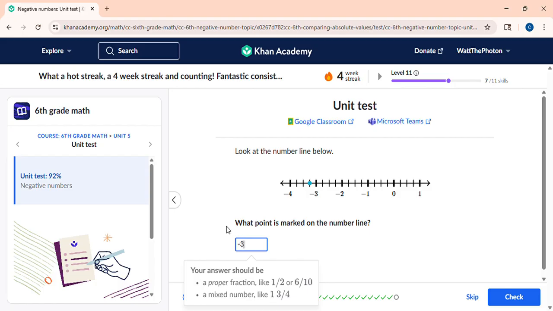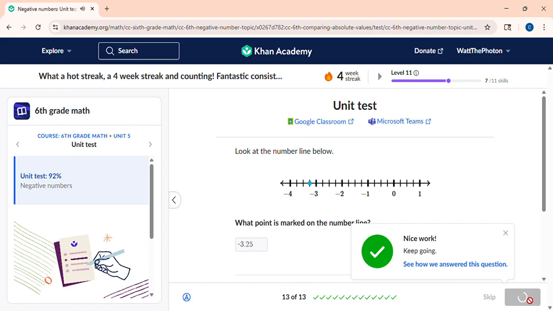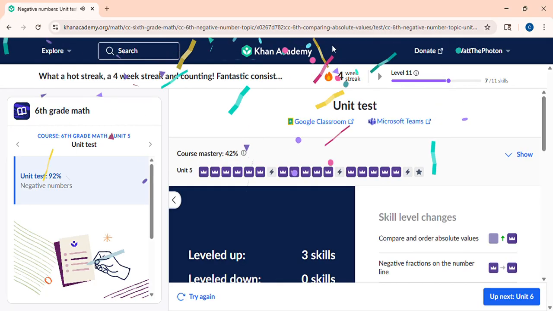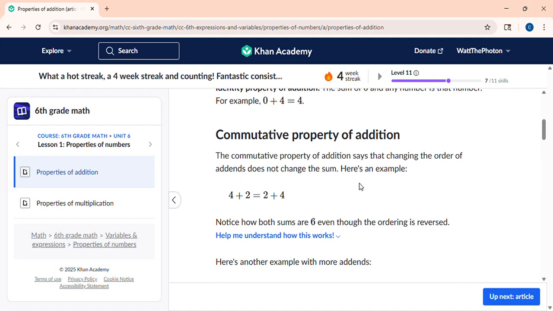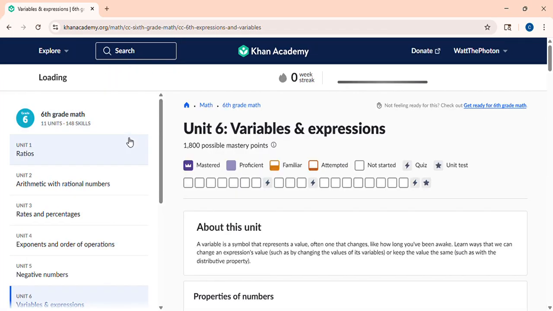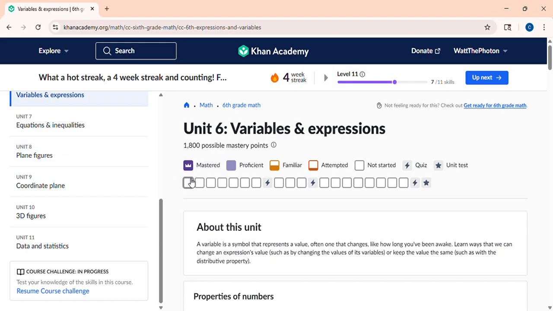Negative 3.2425, not 24. That seems right. There we go. Now we're 100%, yay. Uh-oh, I didn't want that. Oh well.